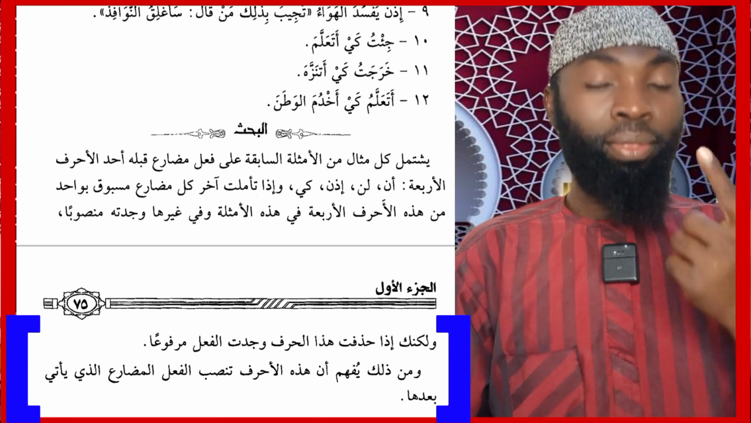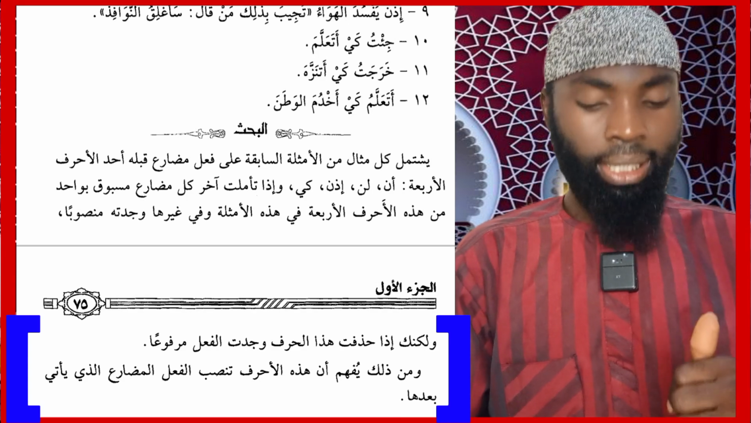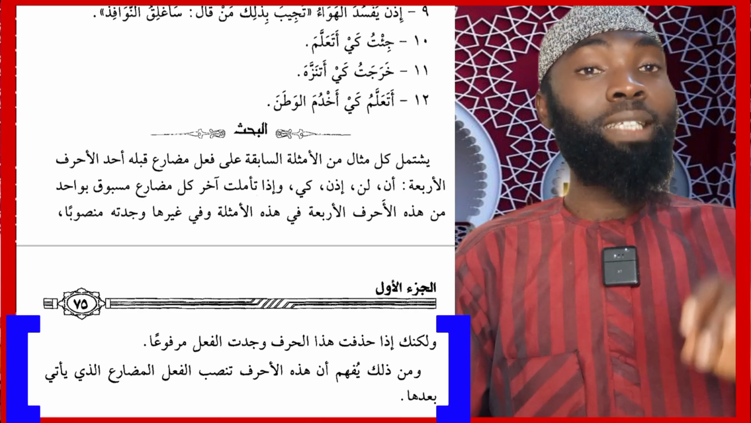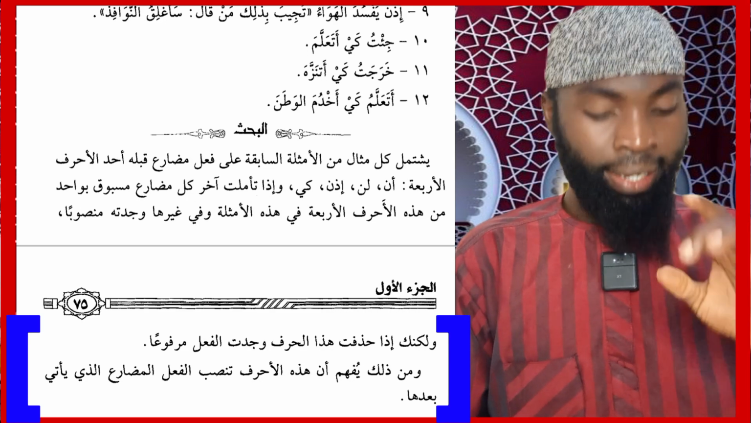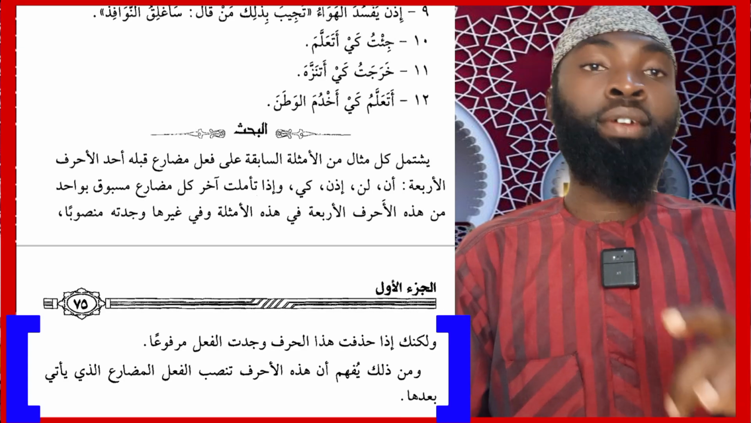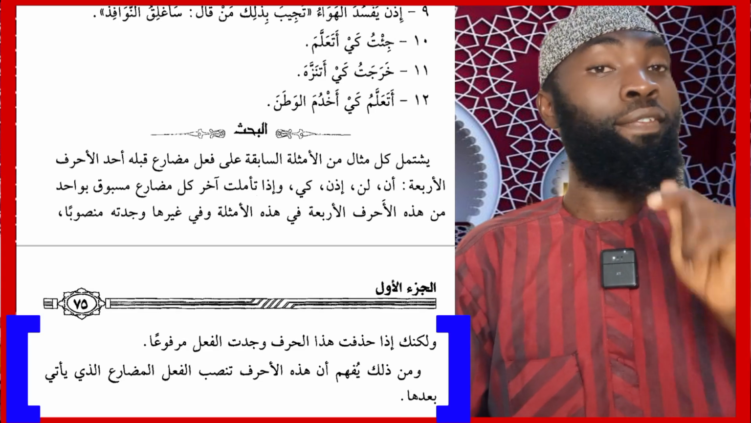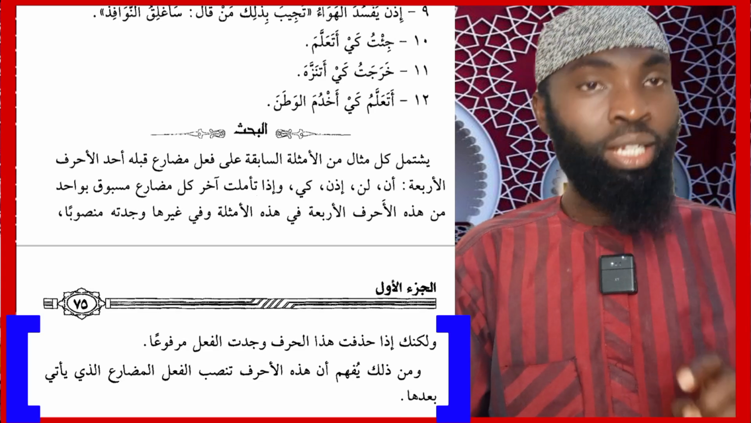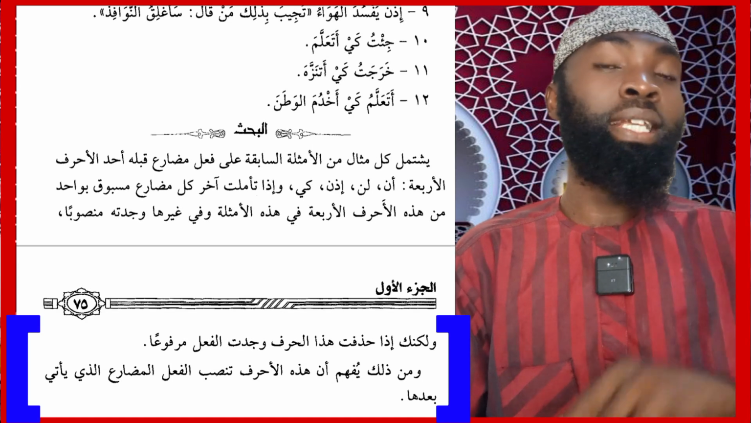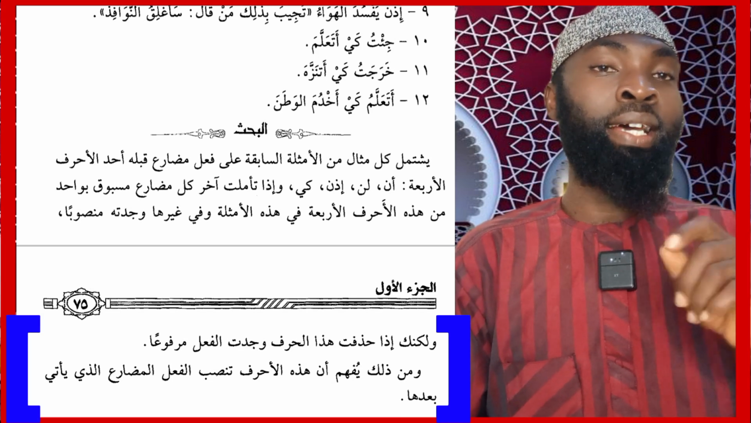ومن ذلك, and from that, يفهم أن هذه الأحرف تنصب الفعل المضارع الذي يأتي بعدها. From this, you would know that these particles, an, lan, idhan, kay, when they come before فعل المضارع, a present tense verb, what they do to the present tense verb is to put it in the subjunctive case carrying fatha. So the only reason why each of the previous examples which have present tense verbs are carrying fatha is because they appear after one of these particles, an, lan, idhan, kay.